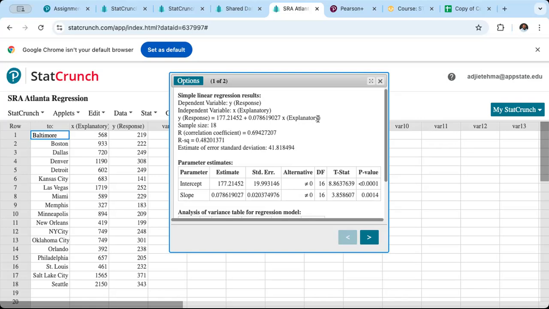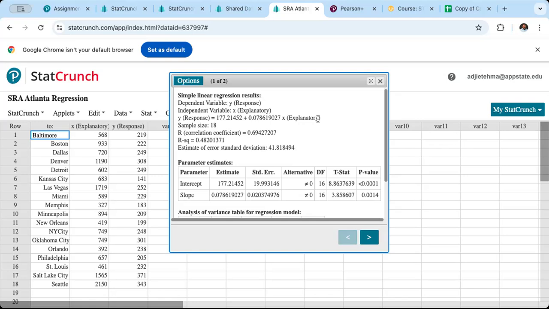Multiply this by 200 and add this to them. What did you get? 192.9. Did you all get that? Okay. So it's very important you know how to do this because the homework asks you to do that.